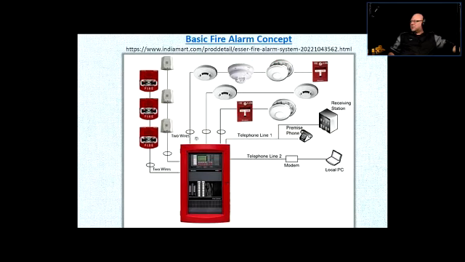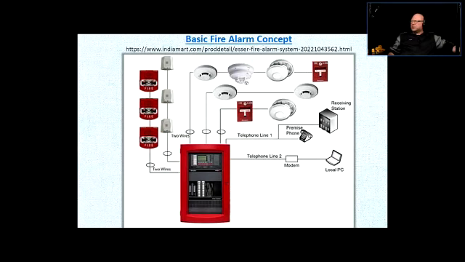So these are three different types of zones that you can encounter, and you can put different devices in the same zone. So on the same zone, you can have a pull station, heat detector, smoke detector, and over here there is something that looks like a sprinkler.